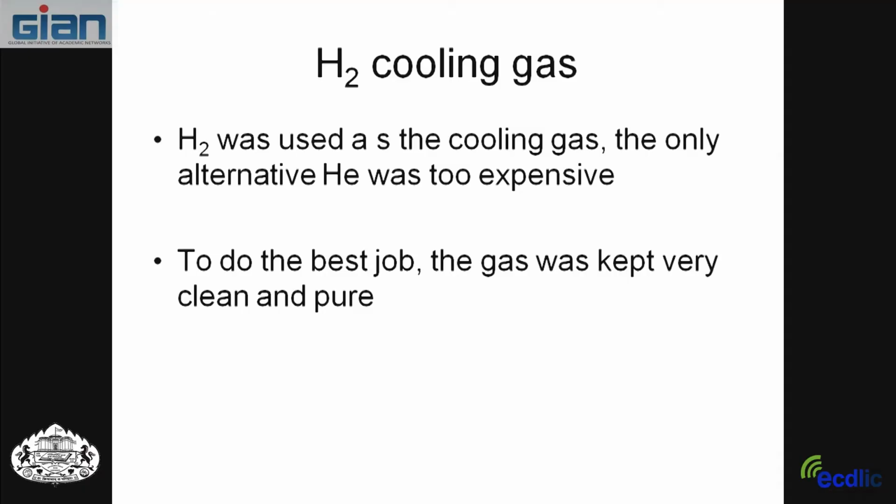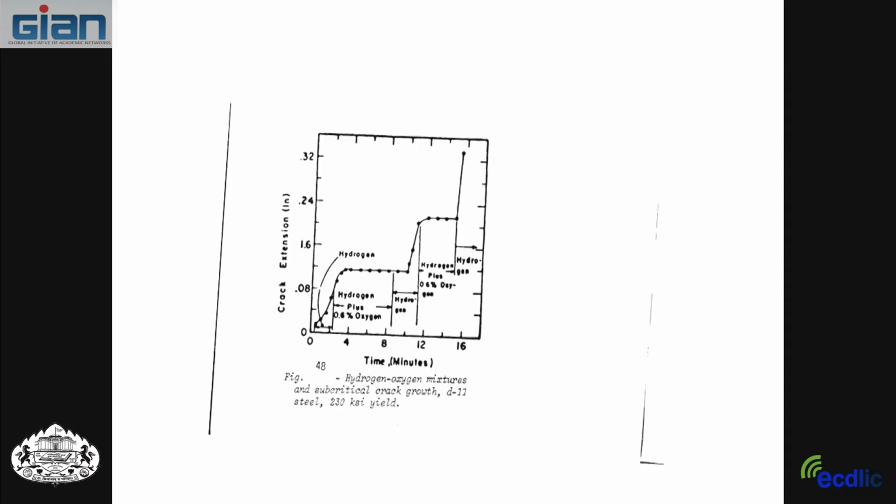Hydrogen gas was used because they needed a lightweight gas. The only other alternative would be helium gas, but that's too expensive. Helium, as you know, is inert. Had they used helium, that would have been no problem because it's inert, but hydrogen was a bad one. So to do the best job possible, they tried to keep the gas very clean and pure. They had a dryer purifier to keep it pure.